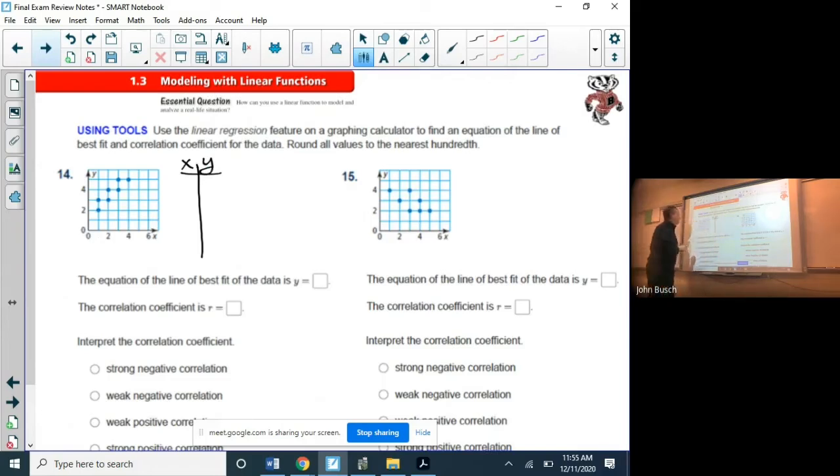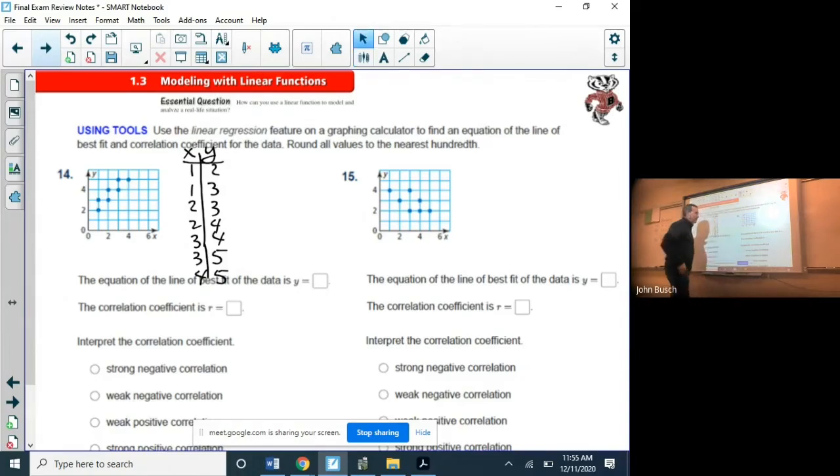These two, we're putting the data in. This is 0.1213, 23, 24, 34, 35, and 4, 5. So put those values into your calculator. Looks like we're looking for the line of best fit, and we're trying to find the correlation and interpret the correlation. So we do have a little bit to do.